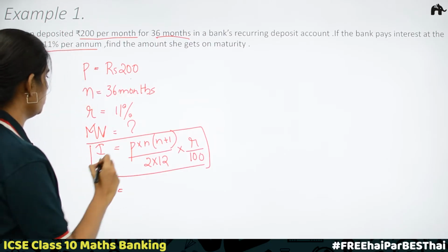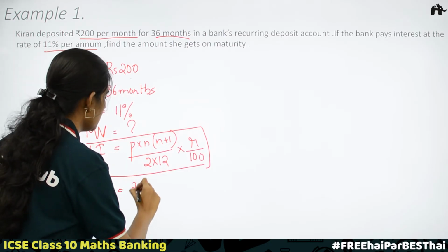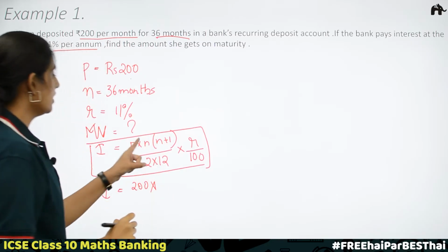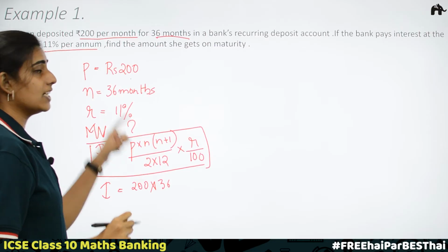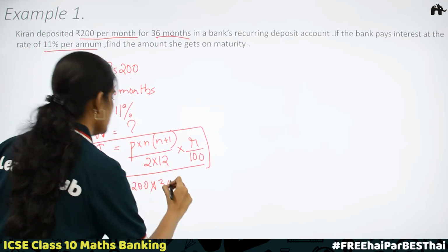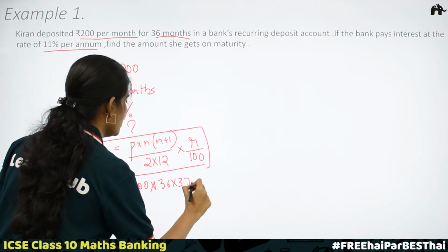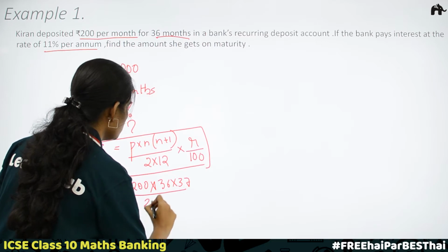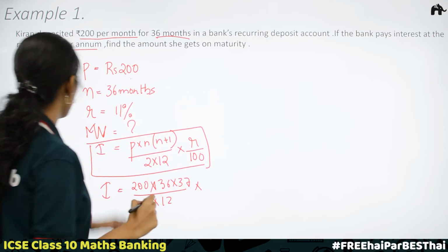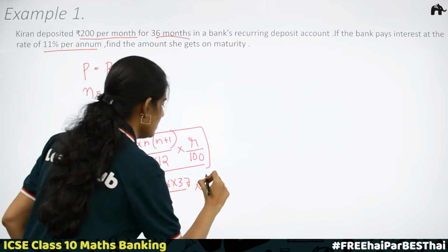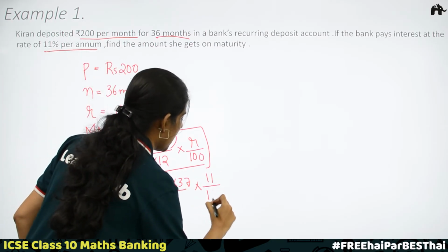I is equal to 200 into the value of N, 36. N plus 1 is 36 plus 1, 37, into 37 divided by 2 into 12, into R by 100. R is 11. 11 divided by 100.